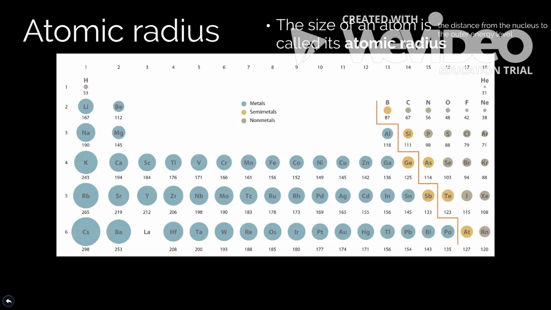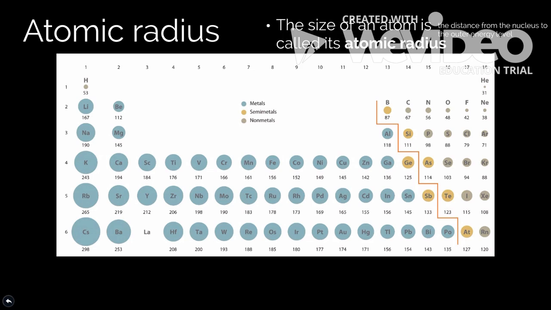And so what's going on here is that if we focus on lithium to sodium, notice that we're getting bigger along the way. In lithium, we have an atom with 167 nanometers in size, and then we get sodium, which is slightly larger than that. It's 190 nanometers. And if we continue looking down, we have potassium at 243, rubidium 265, cesium 298.